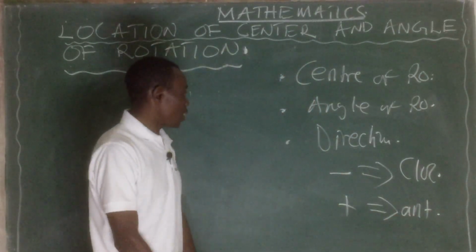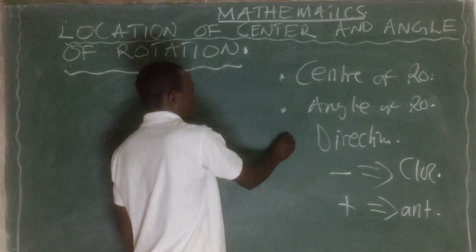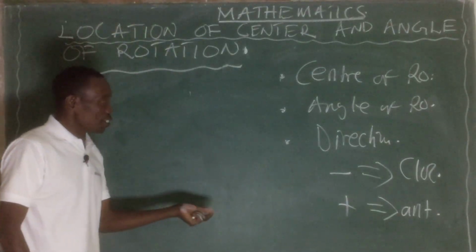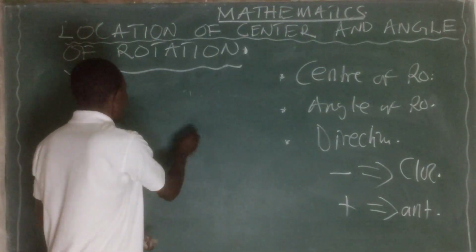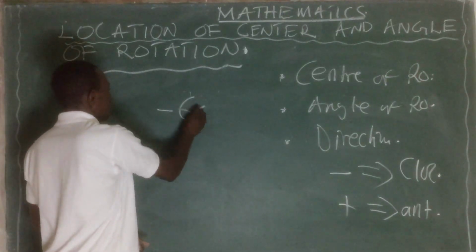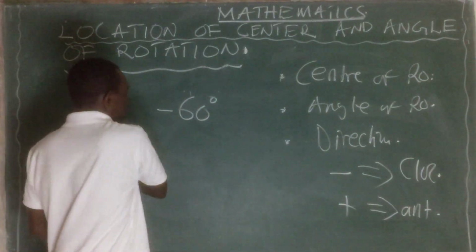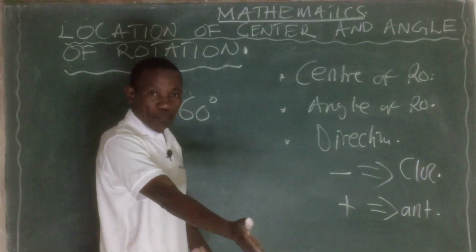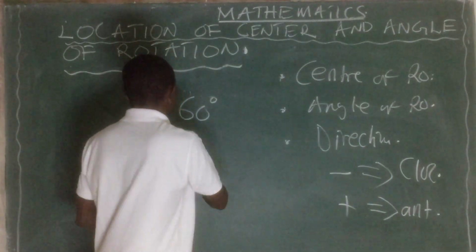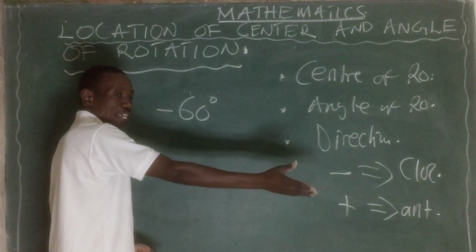anti-clockwise direction. So for example, say we are rotating a shape or a figure by an angle of negative 60 degrees. It means you are going to rotate it to the right side. That's the clockwise direction.